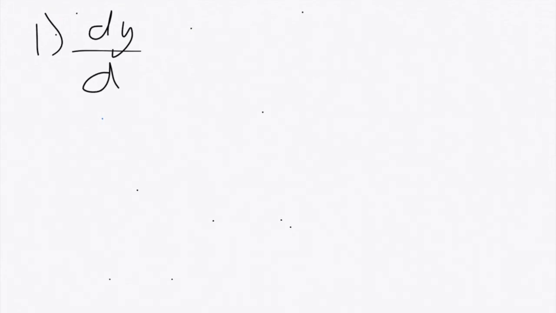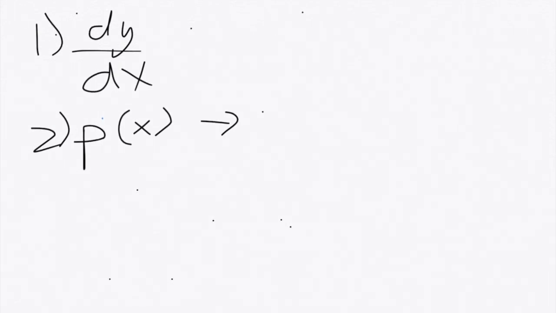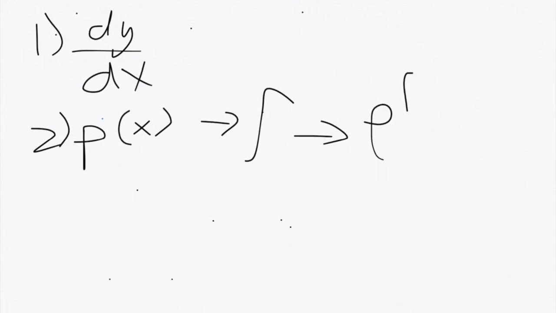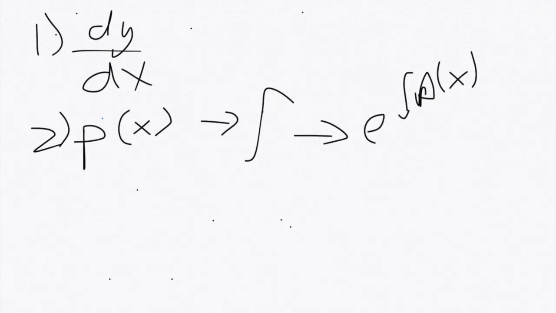So recap. How would we solve an equation using the integrating factor? First step, we're going to isolate dy over dx on its own side of the equation. Our second step is to identify P of x, integrate it, and then remember it's e to the integral of P of x, so we're going to have to simplify that expression. And this is our integrating factor, μ of x.